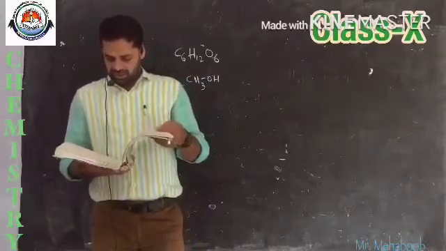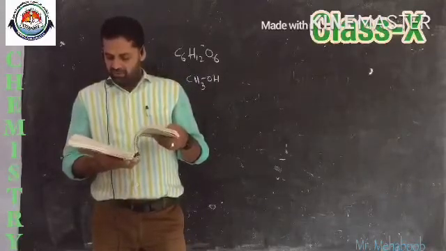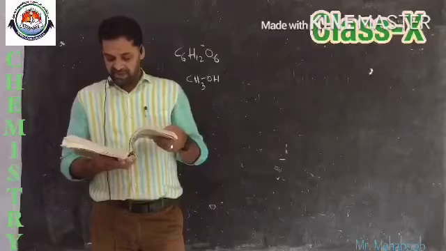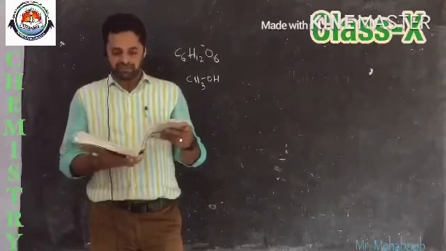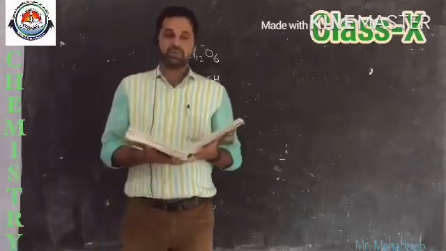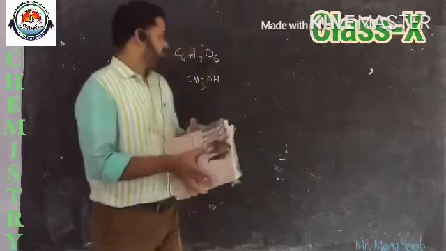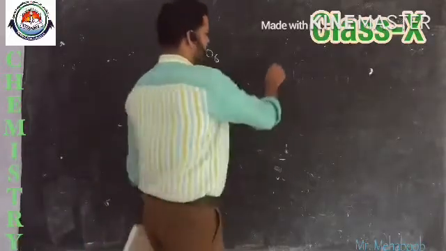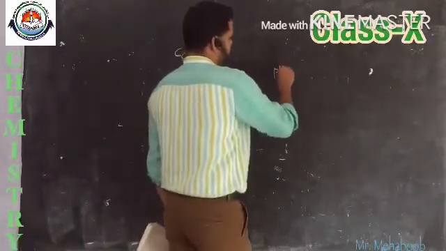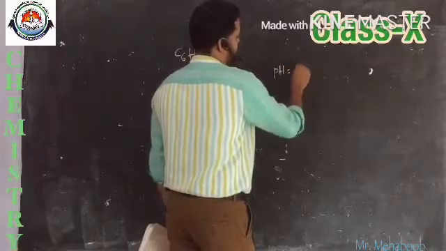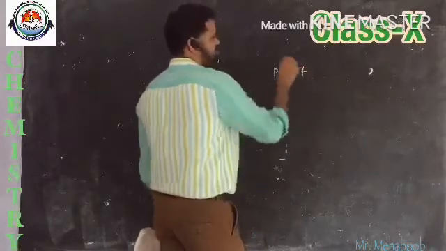So in this, the pH values are given as 4, 1, 11, 7 and 9 respectively. So here 5 values are there. Which one is neutral? We know that if the pH value is 7, that is neutral.